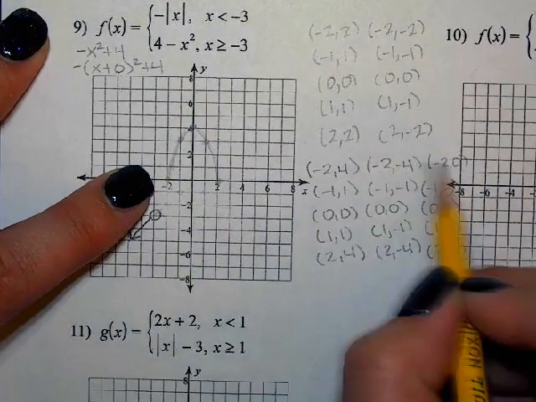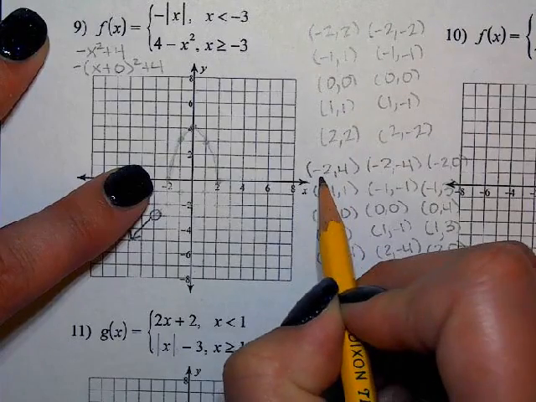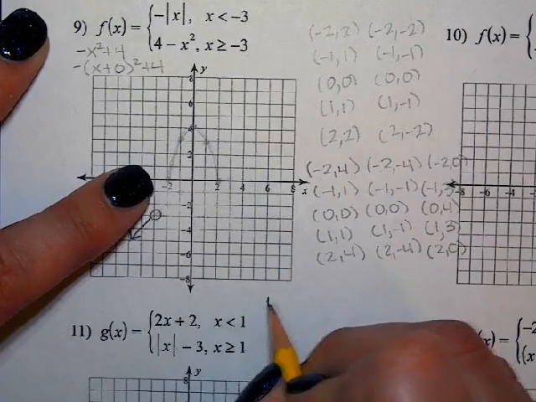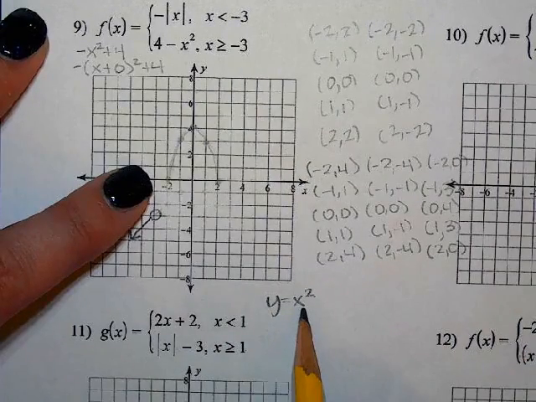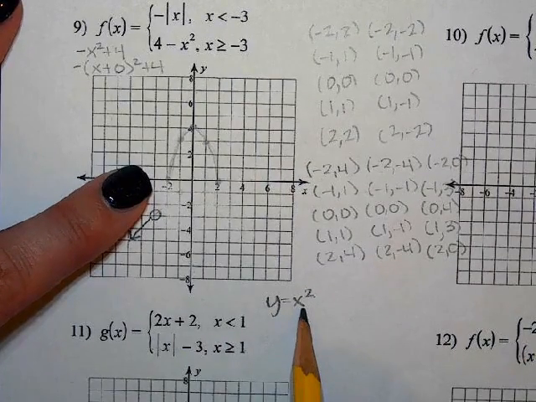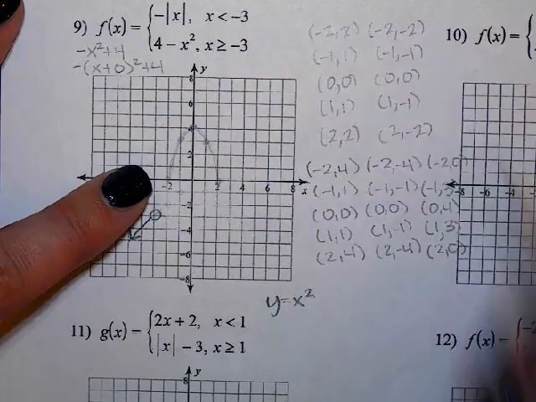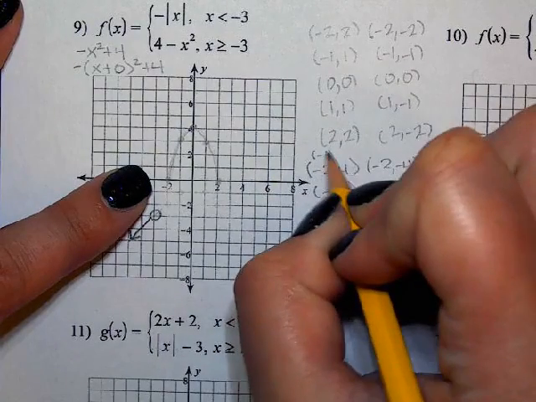So if I go up here and do one more point so that I can see what it should be and do all the transformations, if I plug negative 3 into the parent graph, y equals x squared, if I take negative 3 and plug it in for x, what do I get? 9. So that point would be negative 3, 9.